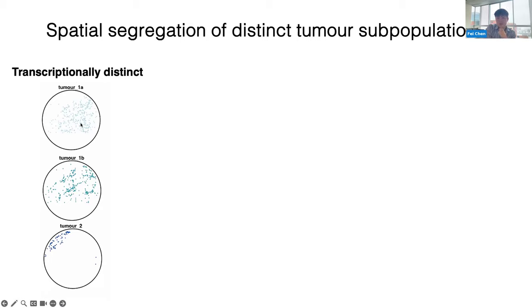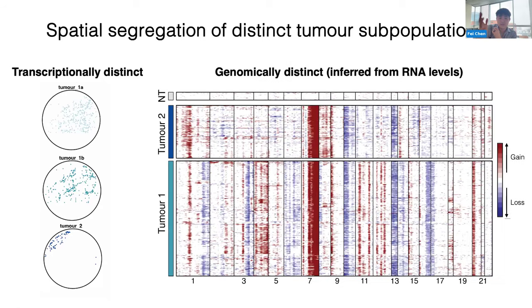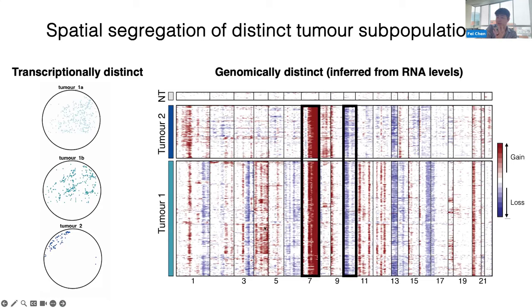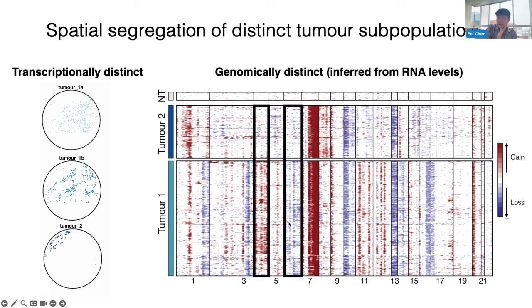And then we were also curious if there were cytogenetic differences between these subpopulations. So we used inferCNV, a method to infer copy number variation from transcriptome data. Red means amplifications and blue means losses here. You can see some shared copy number variation, like chromosome 7 gain, as well as some private losses, like this chromosome 6 loss unique to tumor 1. And this is spatial data, so we can also look at the cellular neighborhoods.